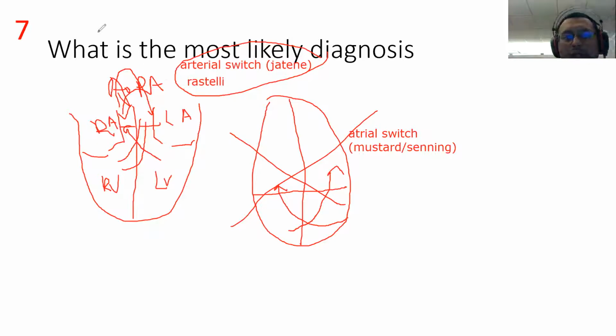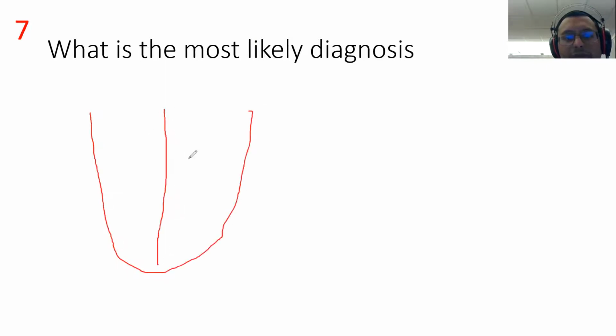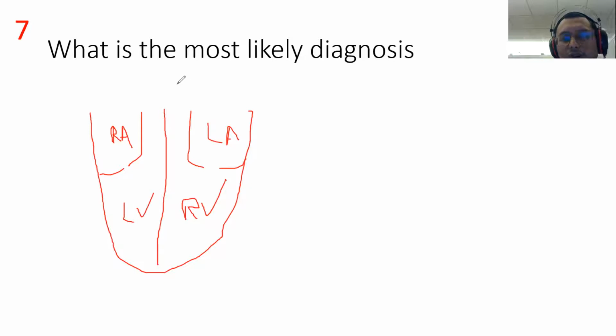Now, the other one is what we call CCTGA or LTGA. That one is AV and VA discordant. The problem is basically that the ventricles change sides. So you have LA and RA, which is normal, situs solitus. However, here you have RV, and here you have LV. And here, normal, you have the aorta, and you have the PA.